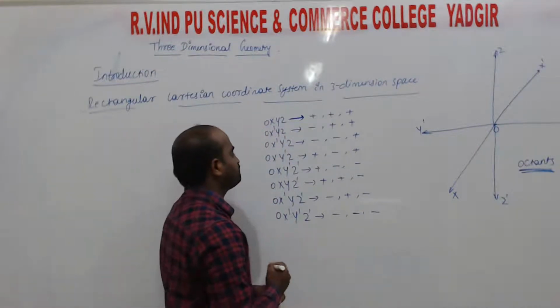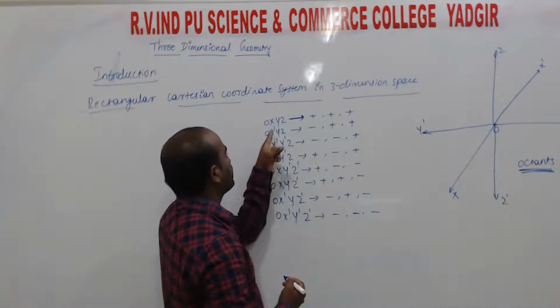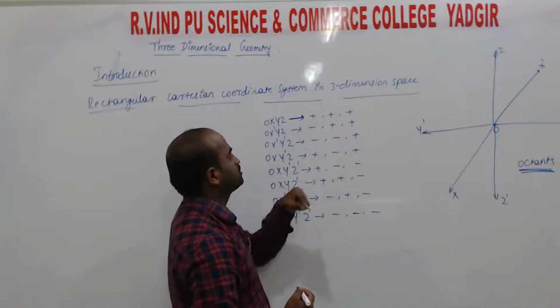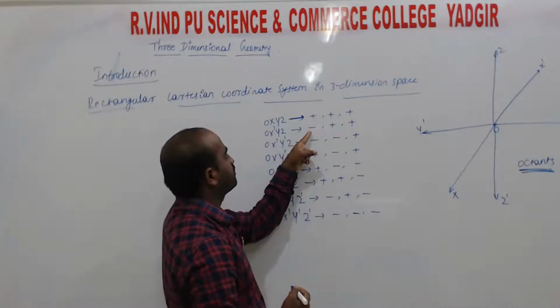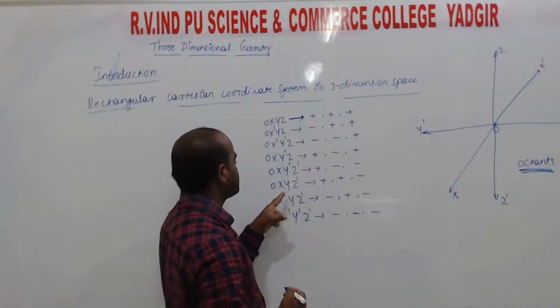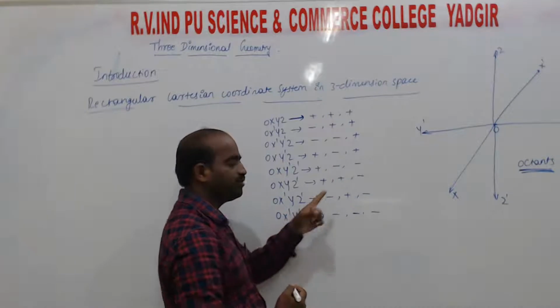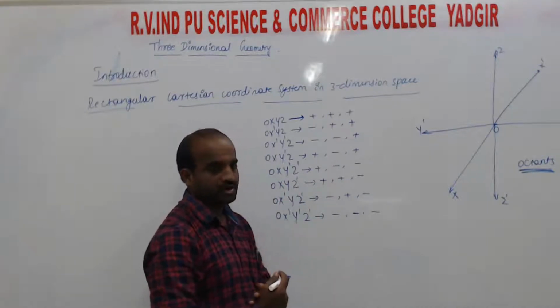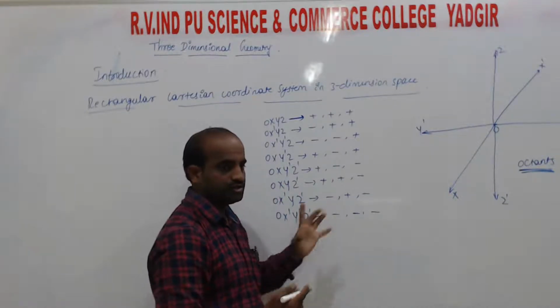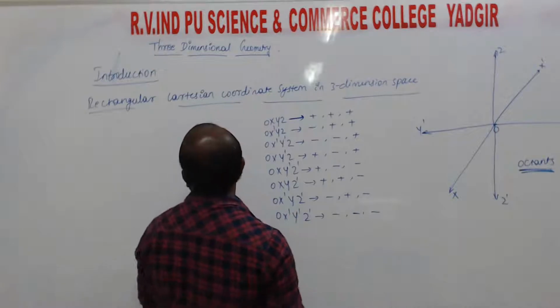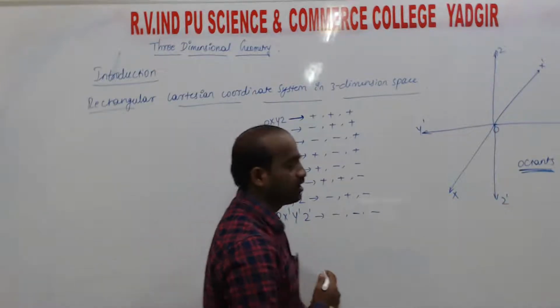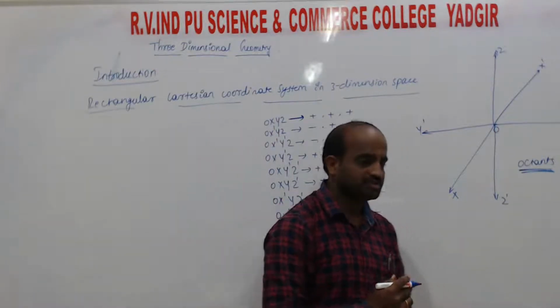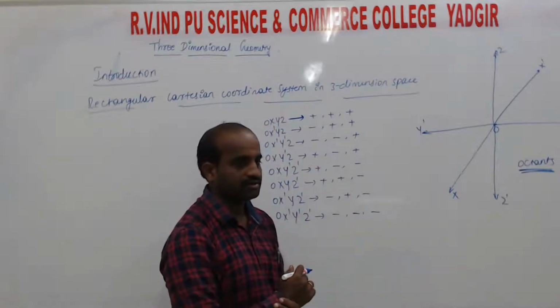First, in this one, OXY, positive, positive. In this one, negative. On the X axis and X dash axis, there are four negative and four positive octants in the coordinate axes. This is the rectangular Cartesian coordinate system in 3-dimensional space. This is the introduction part.